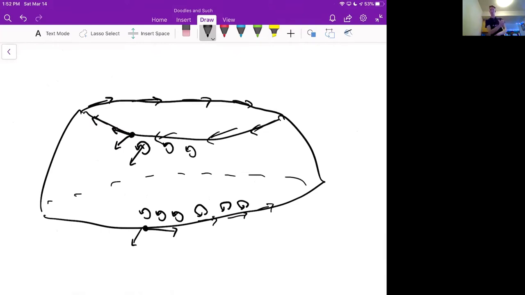On the bottom, the whirlpools are pushing me to the right. On the top, the whirlpools are pushing me to the left. Because on the bottom, I'm below the whirlpools, and on the top, I'm above the whirlpools. So that's the difference there. Does that help explain how to find the boundary orientation?